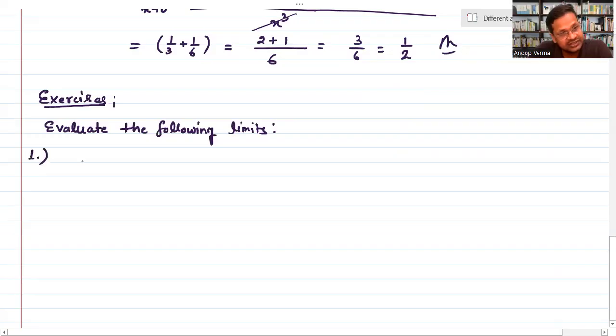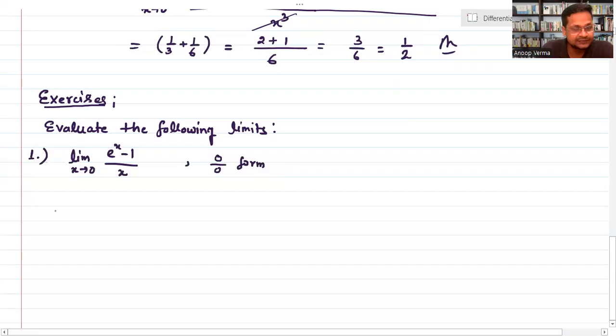First problem is this. They are asking about the limit x tending to 0 of e to the power x minus 1 divided by x. When you put x equals 0 here, e to the power 0 means 1, and 1 minus 1 is 0, upon 0. So it will be 0 upon 0 form. You can write in front of this question, this is a 0/0 form, and then you apply the L'Hospital rule.